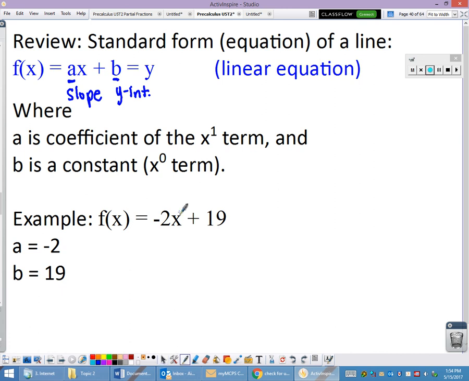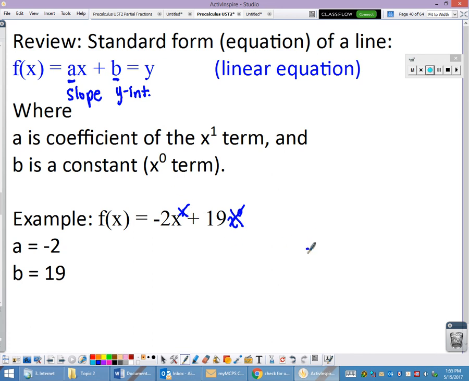Remember, we don't have to write this, but this is to the first power, and anything to the 0 power is 1, so I really don't have to write that 1, and that's why it just turns into -2x plus 19. And again, this is a linear equation.